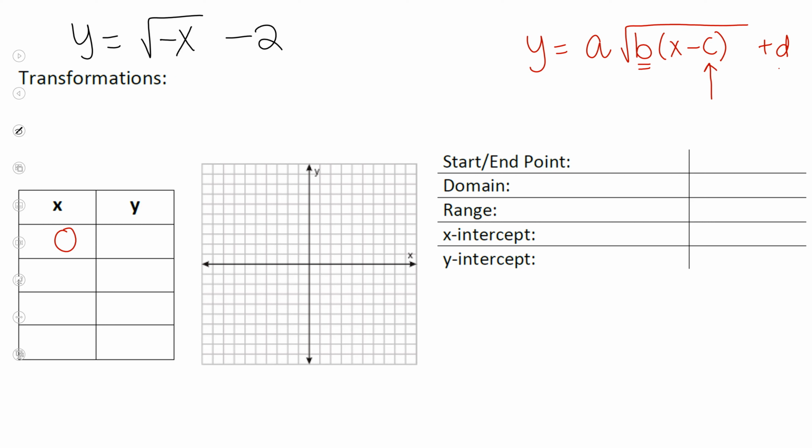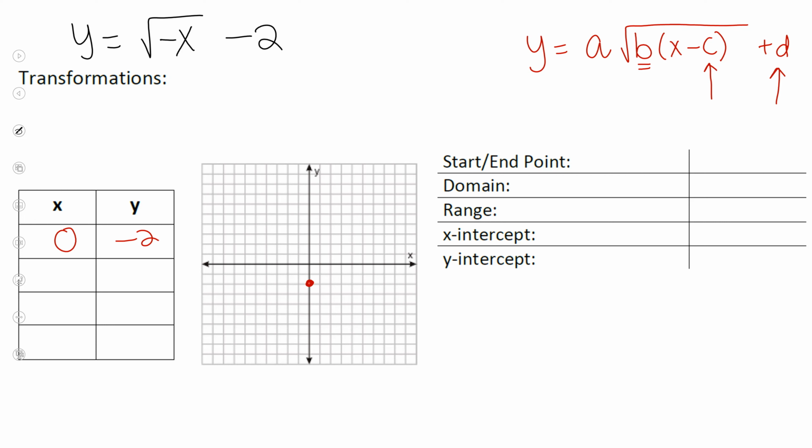Now, what about our d value? Do we have one? What is it? -2. So that's where we're going to start. We're going to start at 0, -2. So everyone go ahead and plot the starting point. You can always tell what the starting point is based off of the equation they give you.